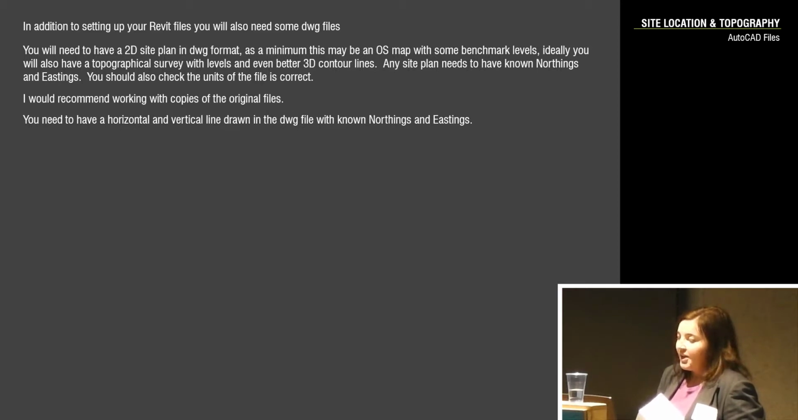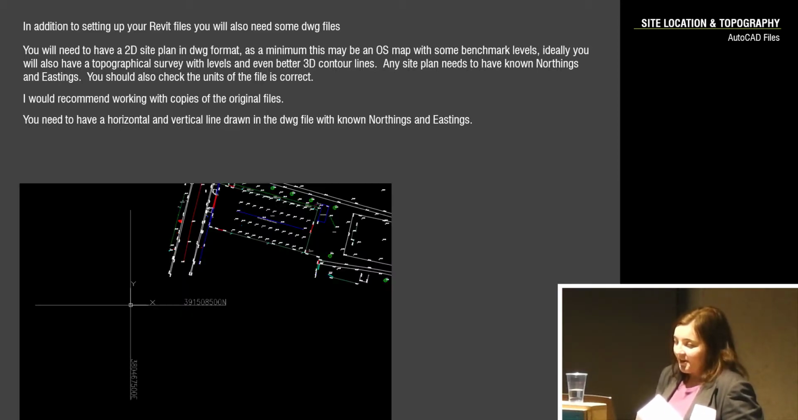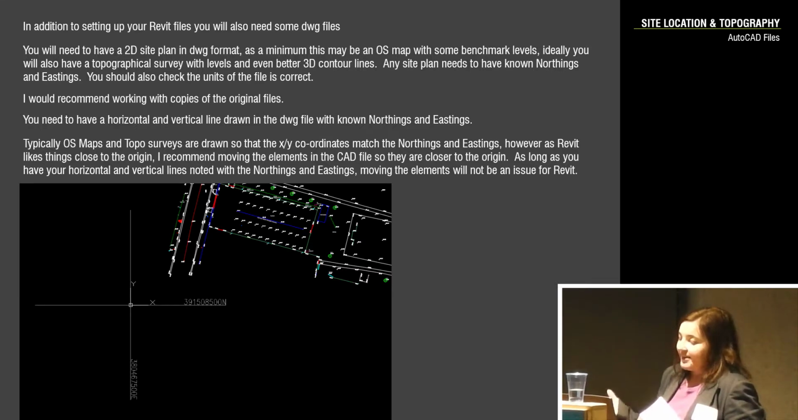inadvertently moved around. So ideally, I would recommend that you draw a horizontal and vertical line and with a bit of text, put your northings and eastings on there so you know you've got your point of your known point. Typically, I would expect an OS map or a topo survey that you bring in will have the correct XY coordinates to northings and eastings. But as I said, Revit doesn't like things being miles away, so put your crosshairs on and move it so that it's over the origin point. So you can see there you've got your origin coincident with your known northings and eastings.